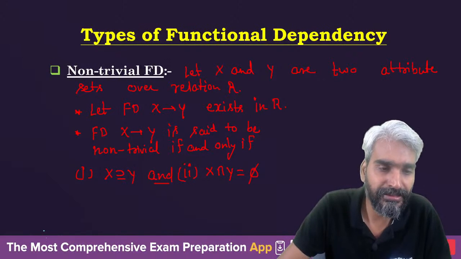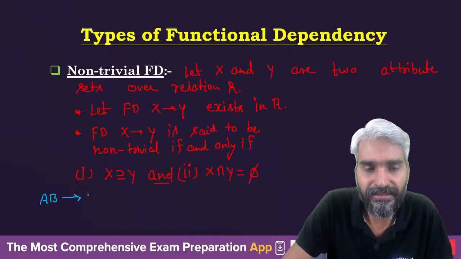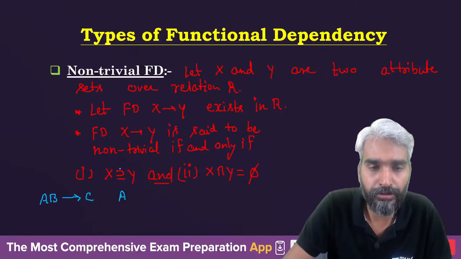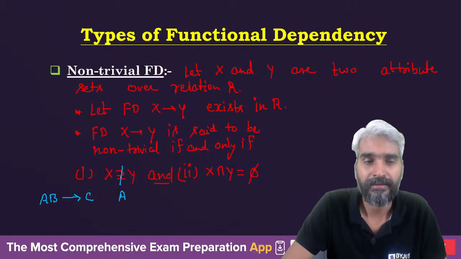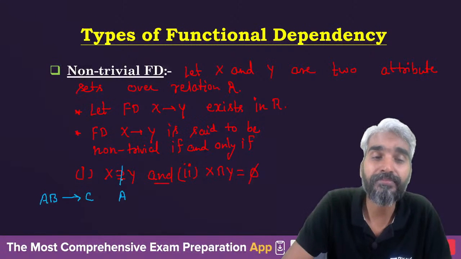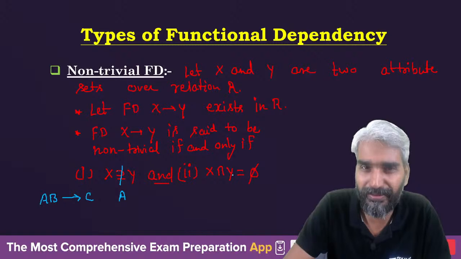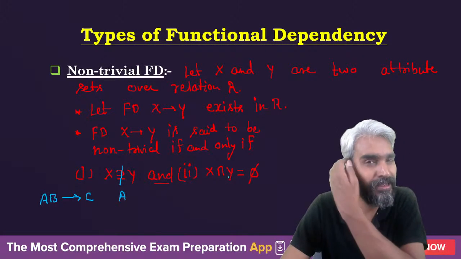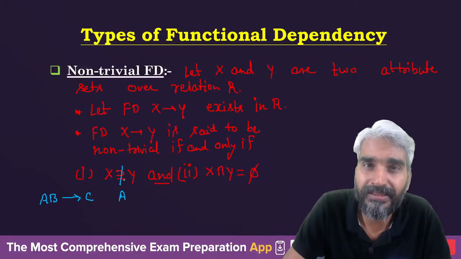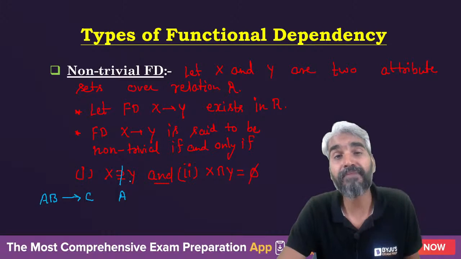Got the idea? So let's understand with an example. If you have something like AB implies C, then if and only if X is not a superset of Y. Because if X is a superset of Y, then X intersection Y will be exactly Y only. It cannot be phi. So X should not be a superset of Y, because if X is a superset of Y, then X implies Y will become trivial.